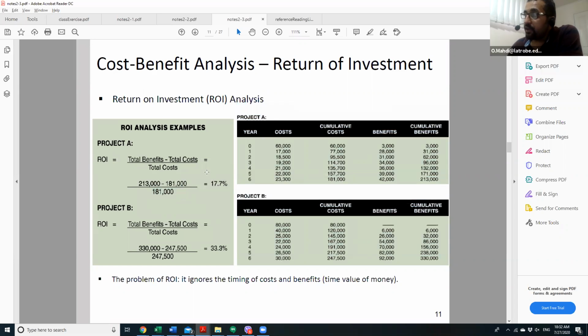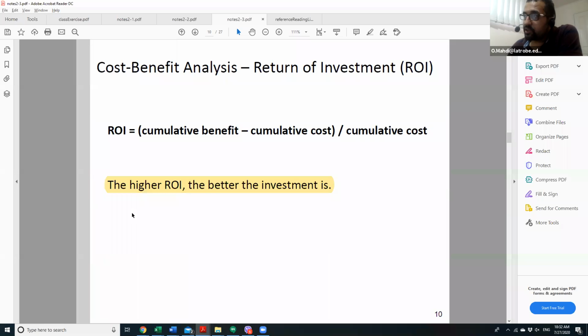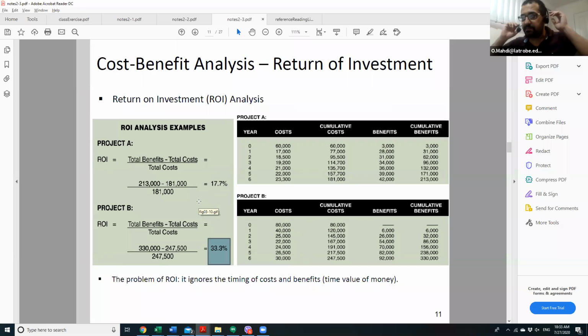Now look here at the ROI. It's 17.7%. Now for project B, it's 33.3%. Now just go back to this one. The higher the ROI, the better the investment is. Now the question is, based on ROI for project A and project B, which one is better?